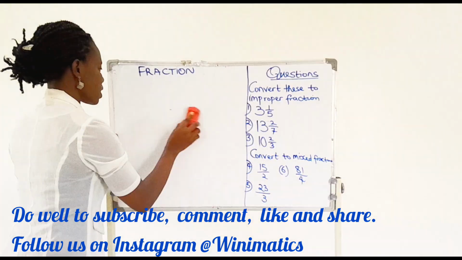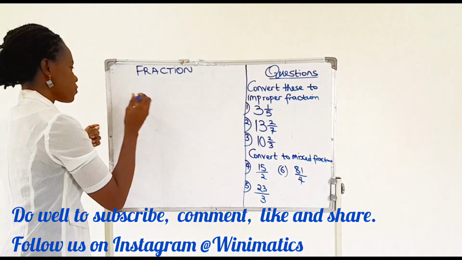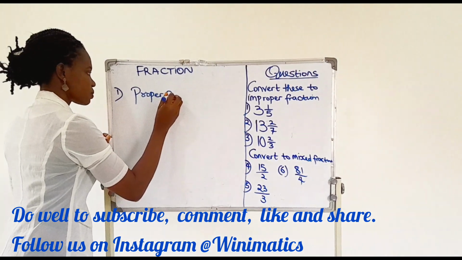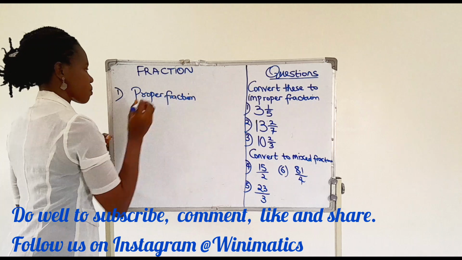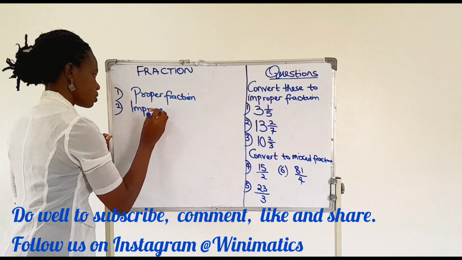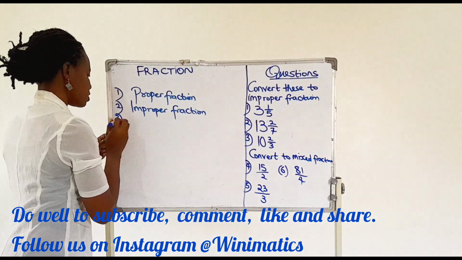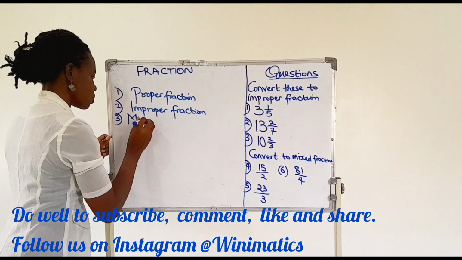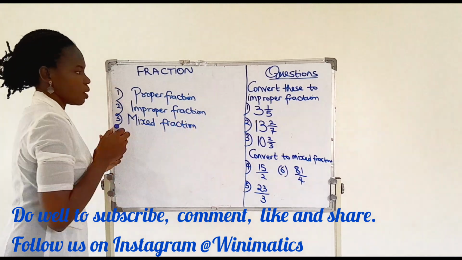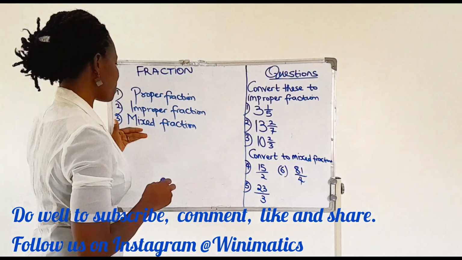Alright. Now we have different types of fractions. The major ones we'll be looking at today are 3 major types. The first one is what we call proper fraction. The second is improper fraction. Then the third is mixed fraction, or mixed number. Let's call it mixed fraction. So this is proper fraction, improper fraction, and mixed fraction.